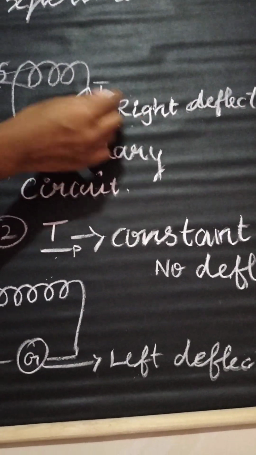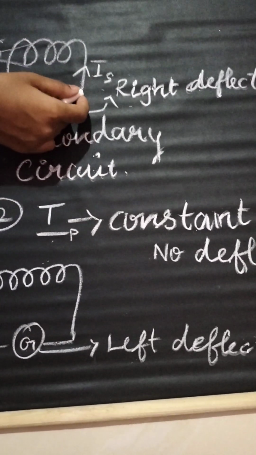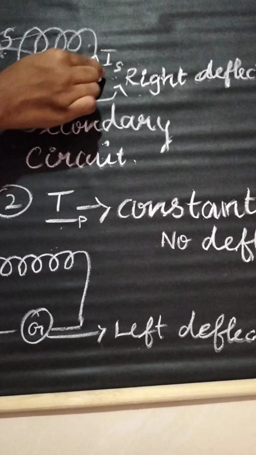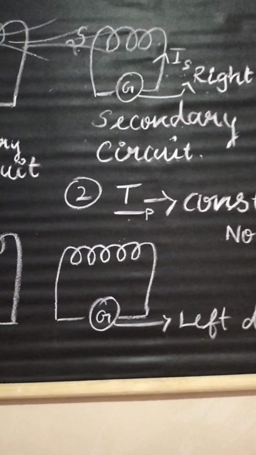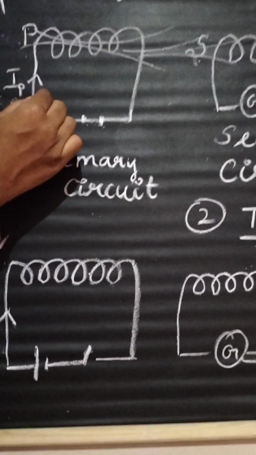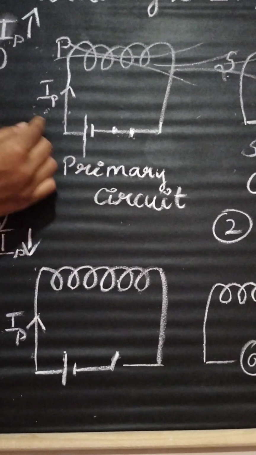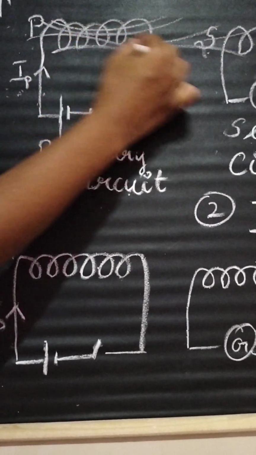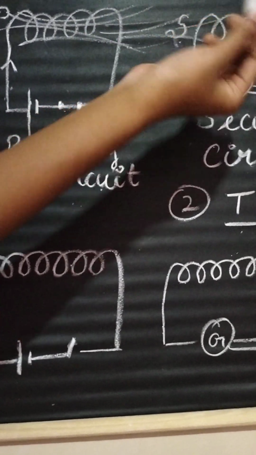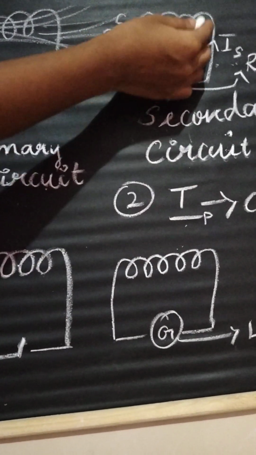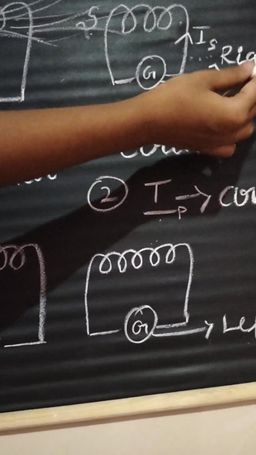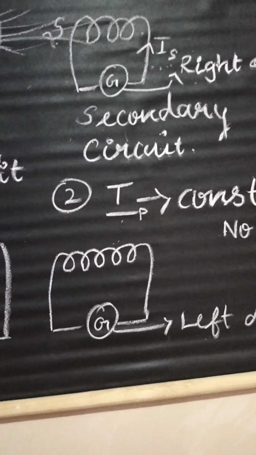Due to this, there is an induced current. This current is said to be the IS current. This current is due to the IP current produced by the primary circuit, which forms a magnetic field, and the magnetic field induces the secondary circuit coil to produce this current, and also the deflection in the galvanometer.